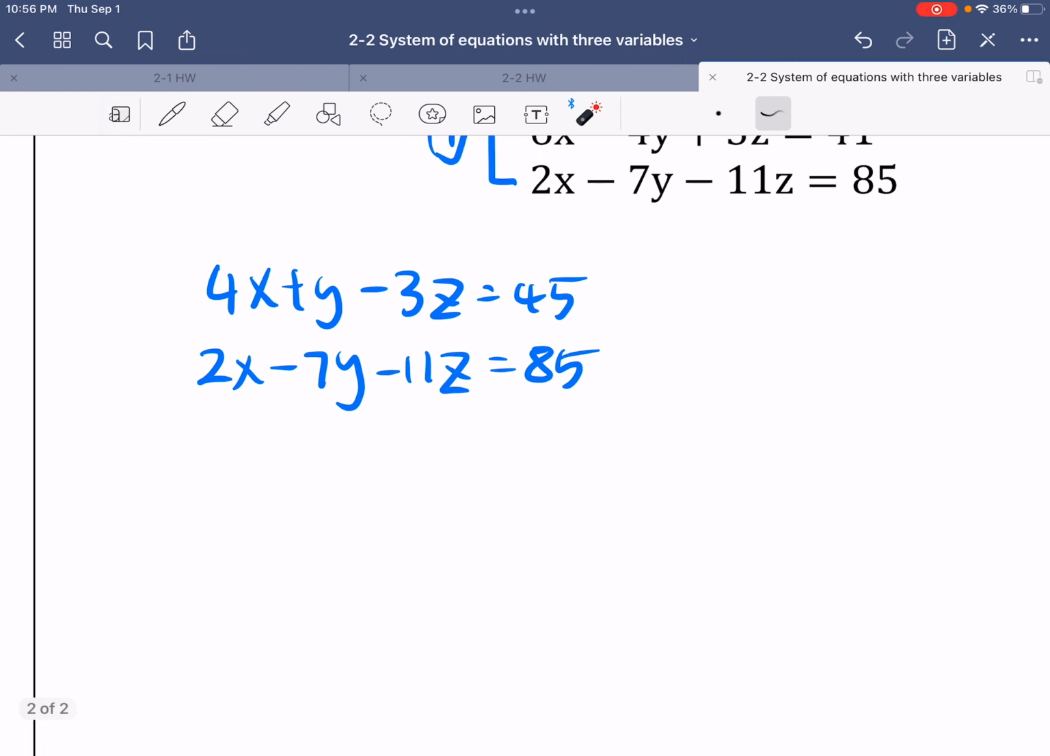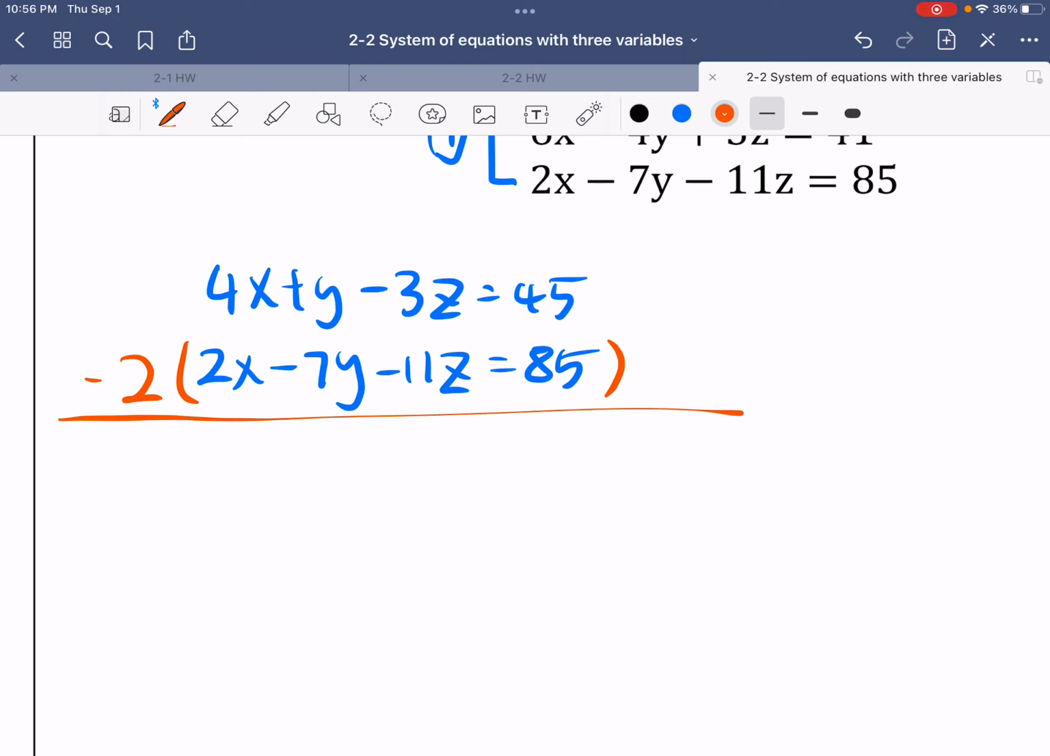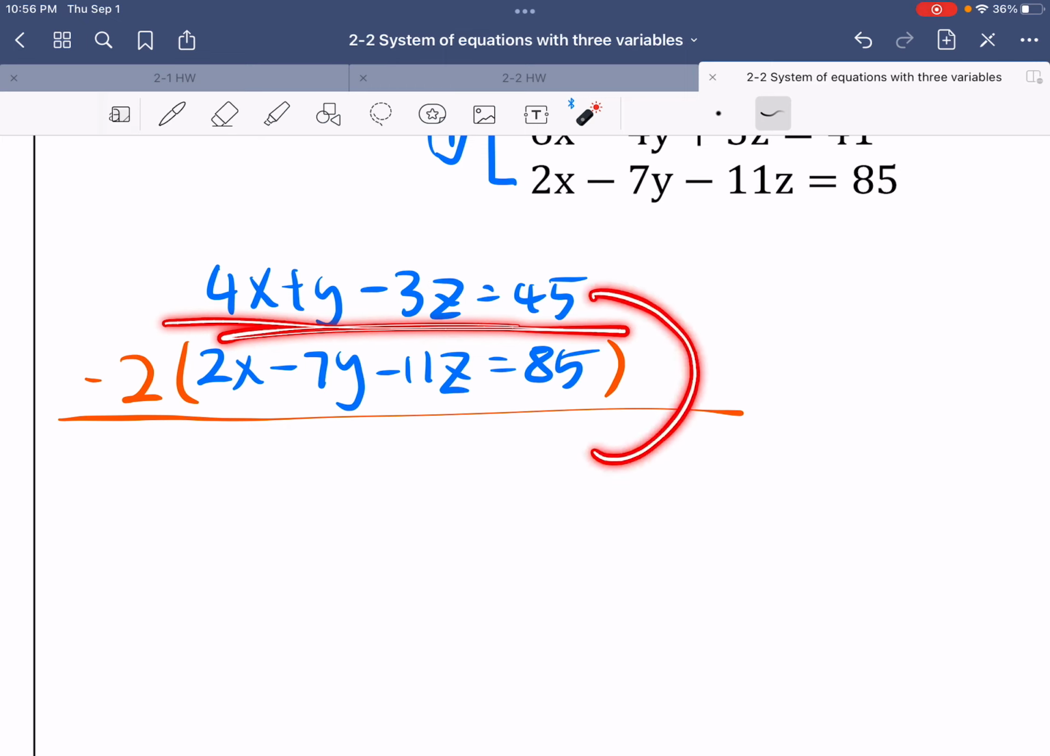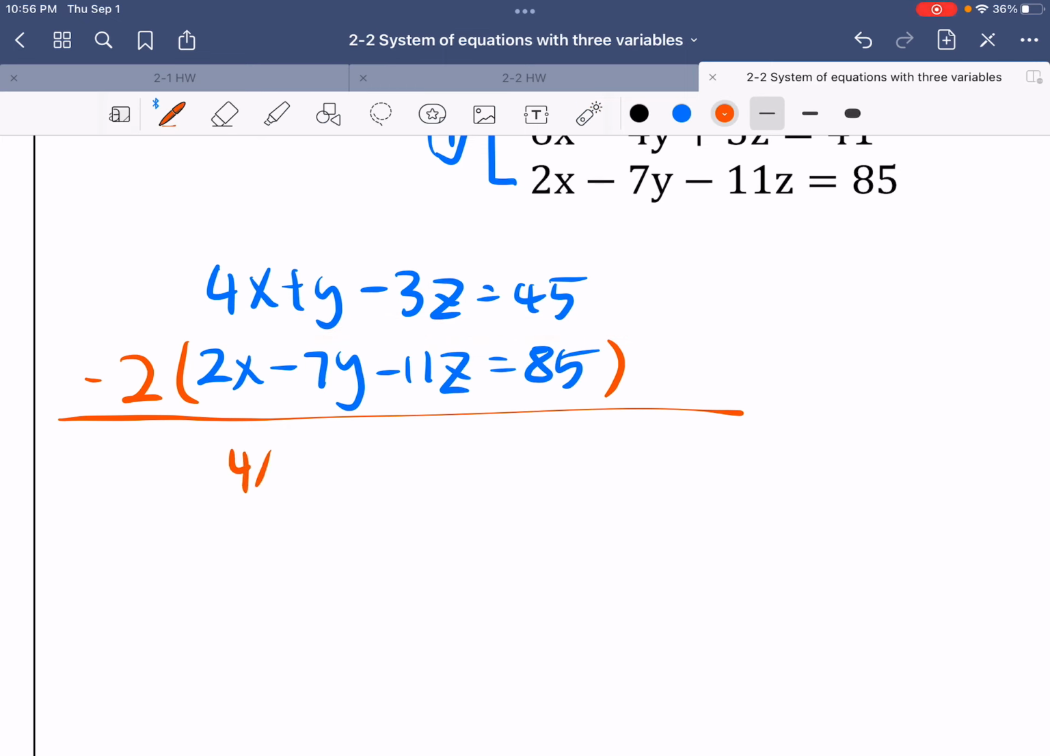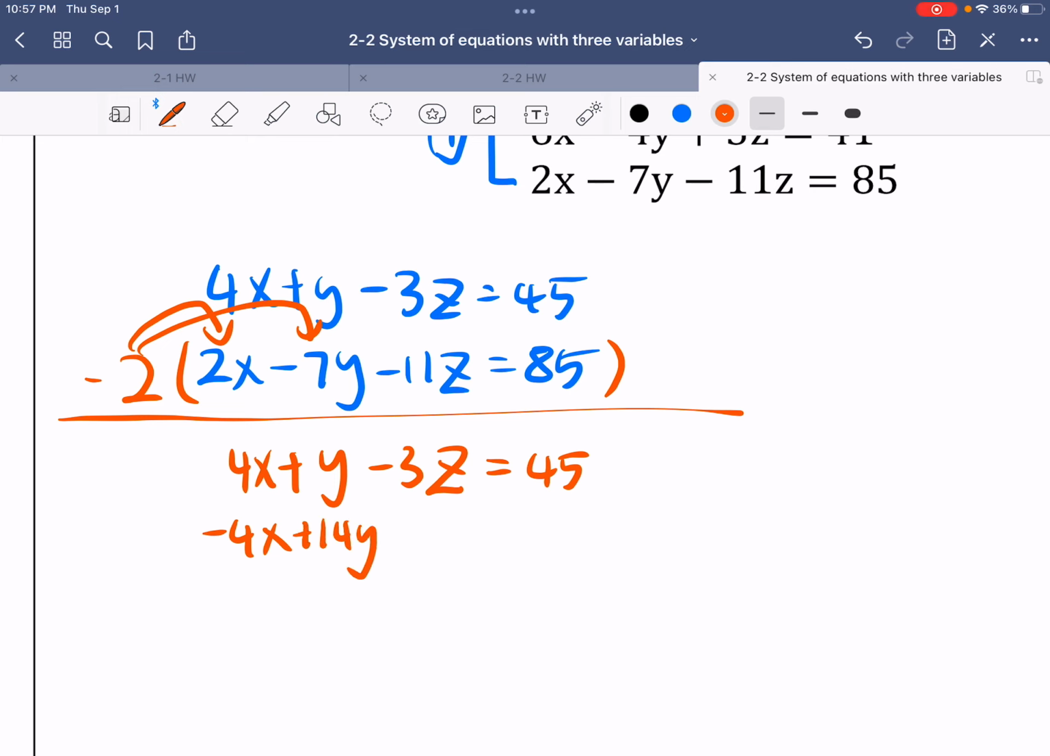Now, I want to get rid of x, okay? And does 2 go into 4? Yes, if you multiply by 2. But they should be different signs, so I'm going to multiply by -2. So top one, there's nothing to multiply, so I will just copy this one down here. And second one, -2 times 2x is -4x. -2 times -7y is plus 14y. -2 times -11 is positive 22z. Equals -2 times 85 is -170.